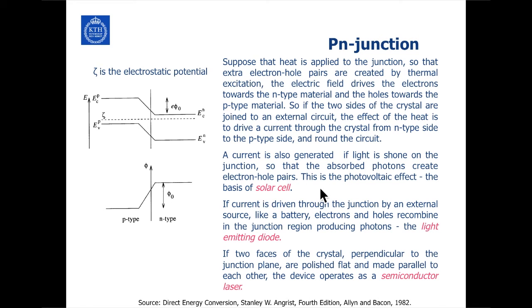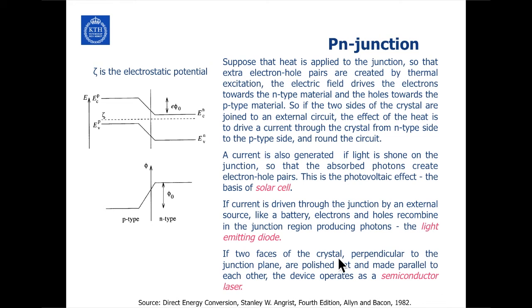The other way, when you apply the electricity and we get the light, is nothing but the light emitting diode. So if a current is driven through the junction by an external source like a battery, then you get light coming out of the PN junction, and that's called the light emitting diode, LED light. So that's the reverse of the solar cell.